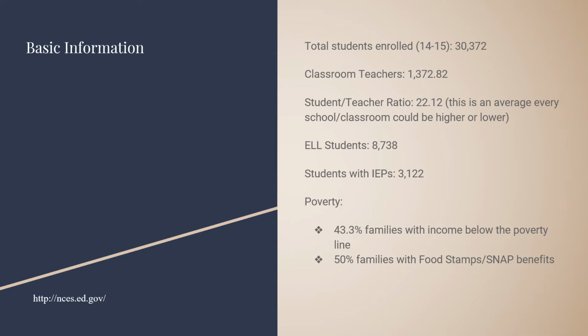The poverty statistics listed at the bottom here are current according to the National Center of Education Statistics, which states that 43.3% of the families within the Bakersfield City School District are below the poverty line, and 50% of the families within the Bakersfield City School District are on food stamps or SNAP benefits.